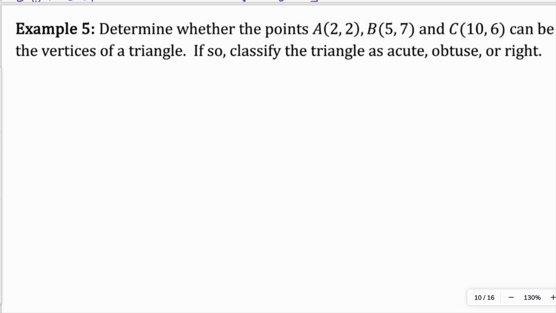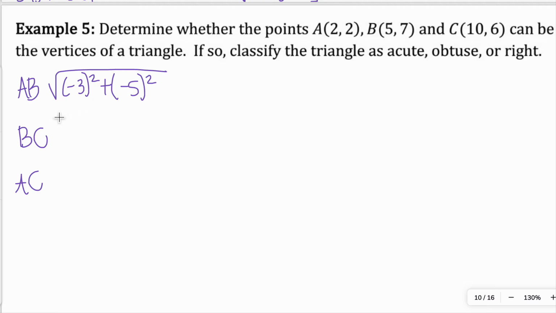The last part is when we're given some coordinates and we want to decide if it's a triangle and then see if it's acute, obtuse, or right. So what we need to use here is the distance formula. So I'm defining the distance of AB, of BC, and of AC. And remember, distance is just taking your x's, subtracting them, squaring them, doing the same thing for y. So A to B, I'm doing 2 minus 5, which is negative 3 squared. And then 2 minus 7 is negative 5 squared. That's going to be 9 plus 25. So the square root of 34. And I'm going to go ahead and put some decimals for these. So I'm going to say about 5.83.